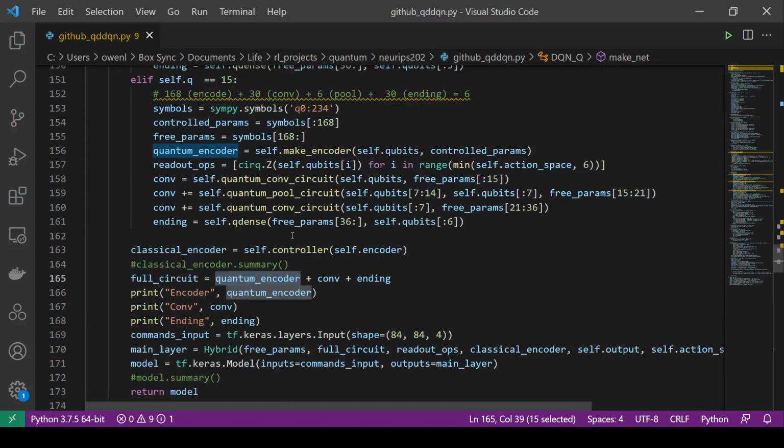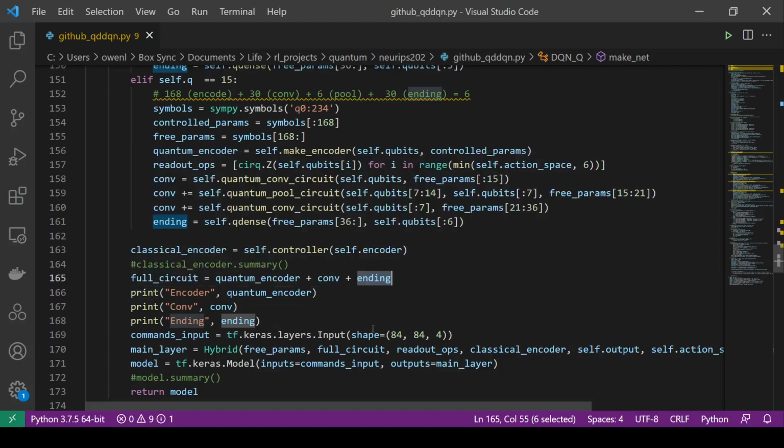So we take the quantum encoder, add it, right? And this is how you can just add circuits because each of these are circ.circuits. So we have the quantum encoder, we have the convolutional layers, which also includes pooling, and then we have the dense layers. And then I'll print each of them.